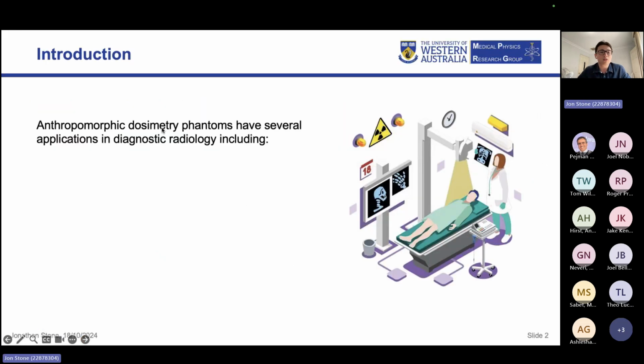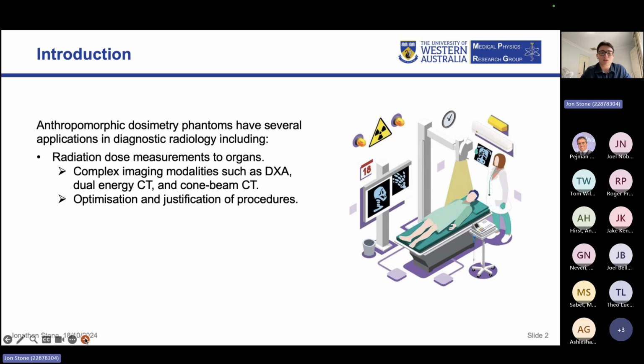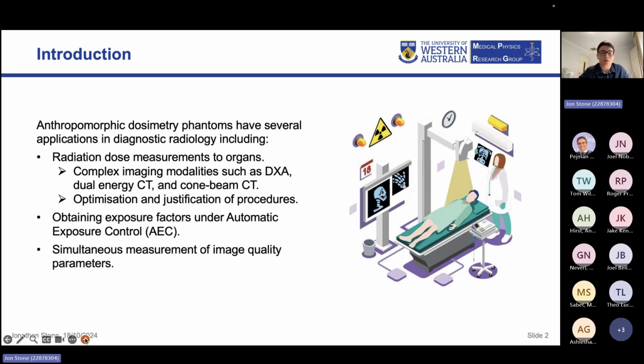So first of all, just an introduction. Anthropomorphic dosimetry phantoms have several applications in diagnostic radiology, including radiation dose measurements to organs, especially for complex imaging modalities such as DXA, dual energy CT, and cone beam CT, as well as the optimization and justification of these radiology procedures. We can also use anthropomorphic dosimetry phantoms for obtaining exposure factors under automatic exposure control, and we can also simultaneously measure image quality parameters.